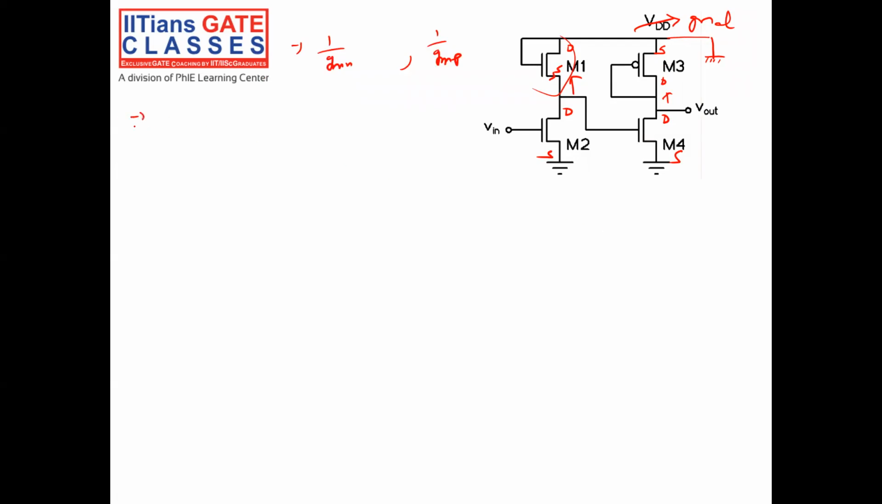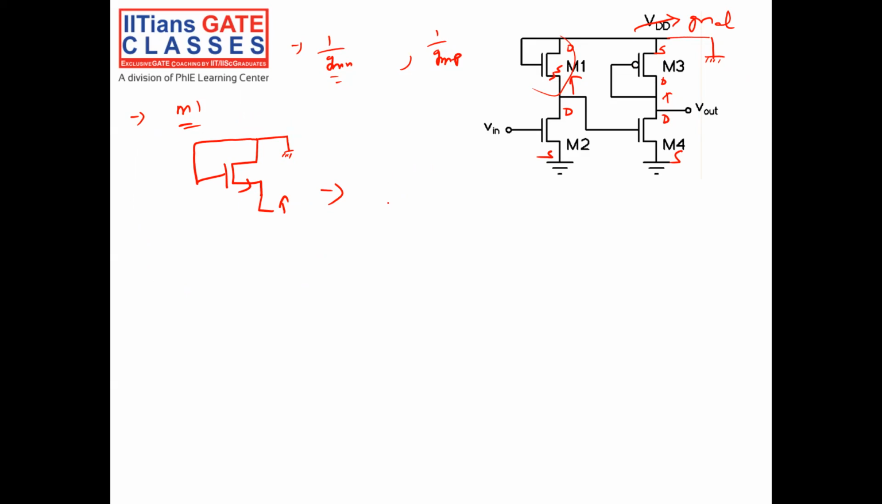If somebody did not know how 1 by gmn comes, let me tell you how it comes. Let's take the case of M1. I am looking from the source. I want the resistance looking from the source, and my gate and drain are connected, and both are connected to ground. So I will have to replace it by its small signal equivalent circuit.